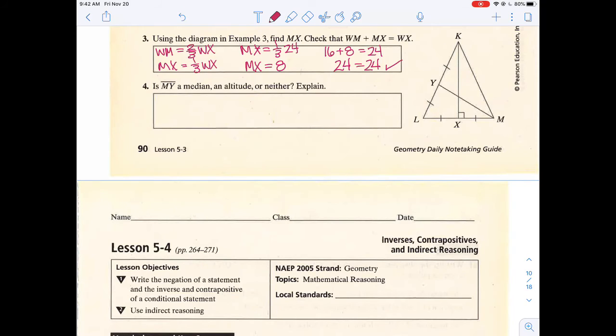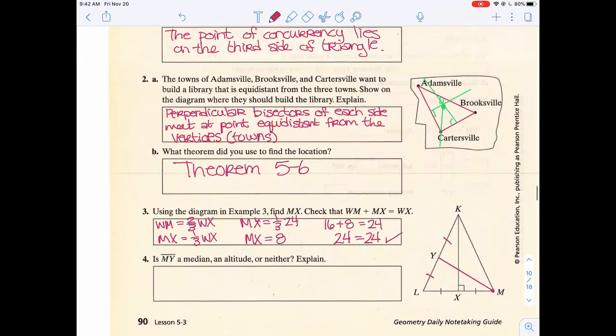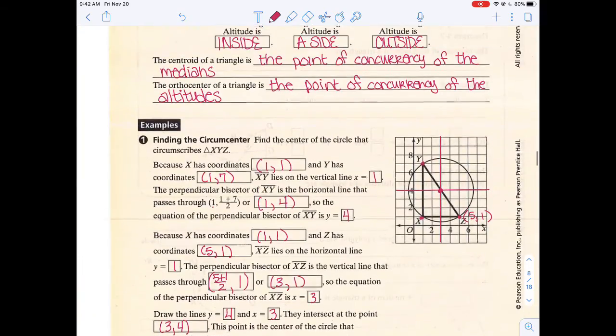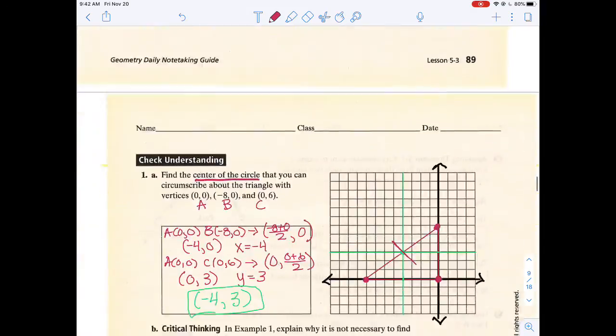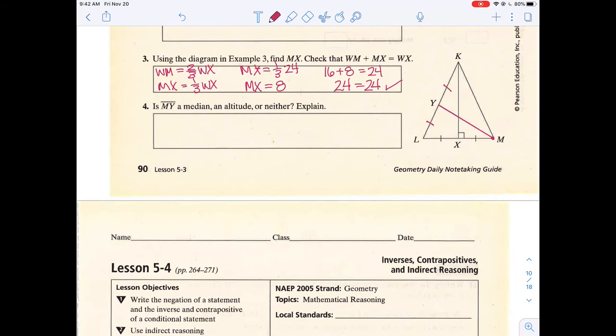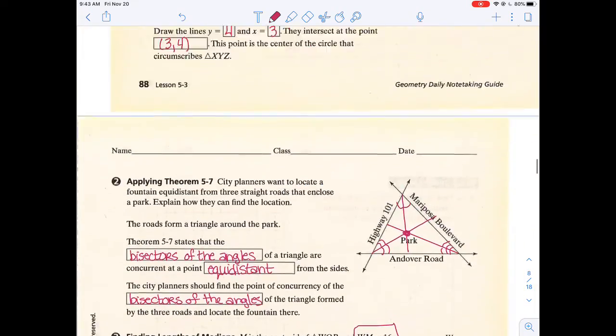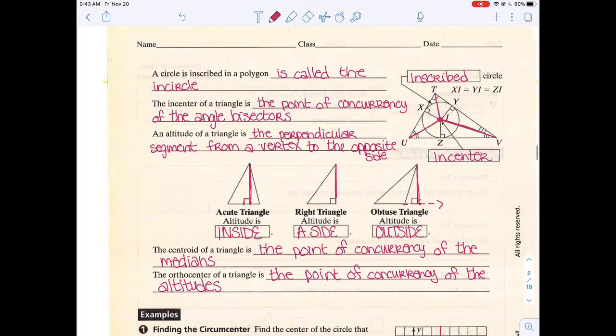And last, is MY the median, altitude, or neither? Explain. So MY starts at this vertex, goes over here to this opposite side where it splits the side in half. Let's check out the definitions for median and altitude. Okay, so the altitude of a triangle is a perpendicular segment from the vertex to the opposite side. This is not perpendicular here, so it can't be an altitude. Let's check if it's a median.